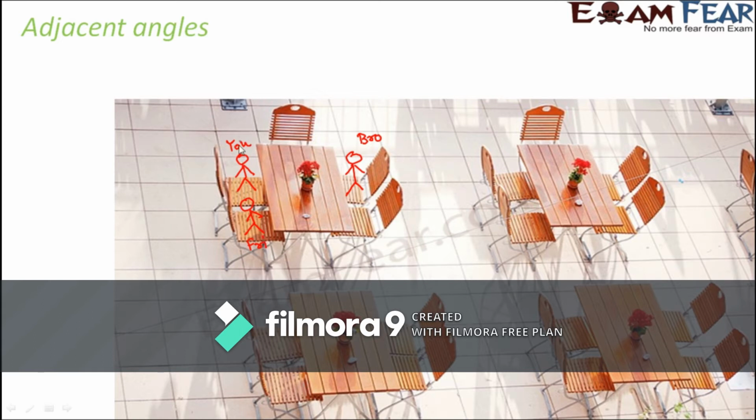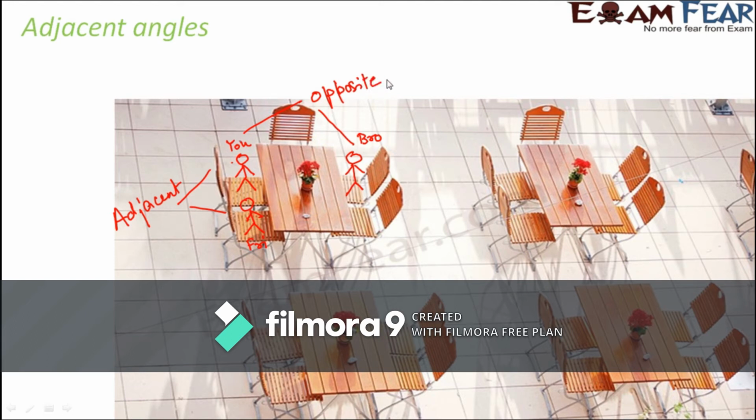Now when you look at it, you see that you and your friend are sitting next to each other. You are sitting beside each other, right? So both you and your friend are on the same side of the table, whereas you and your brother are sitting on the other side of the table. That is, you are sitting opposite to each other. Right? So this is what I'm trying to tell. Whenever two persons are sitting next to each other, they are said to be adjacent. And when two persons are sitting on opposite sides, they are said to be sitting opposite to each other.